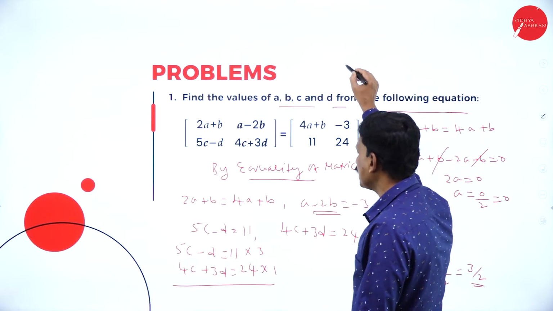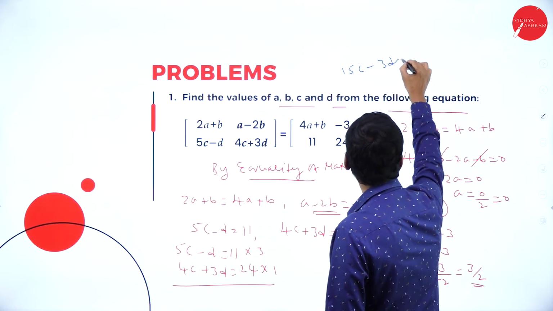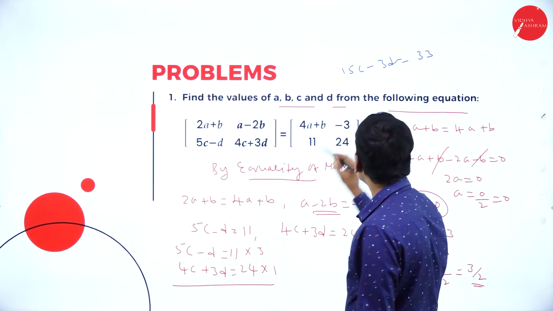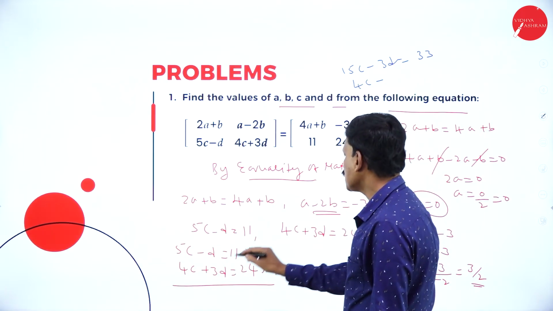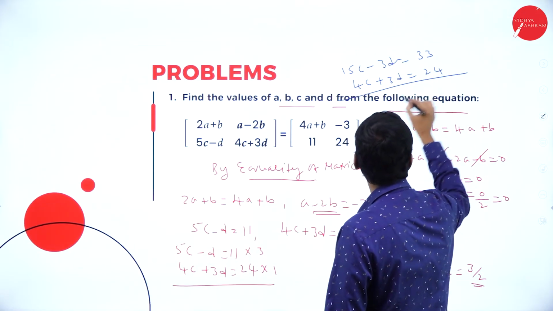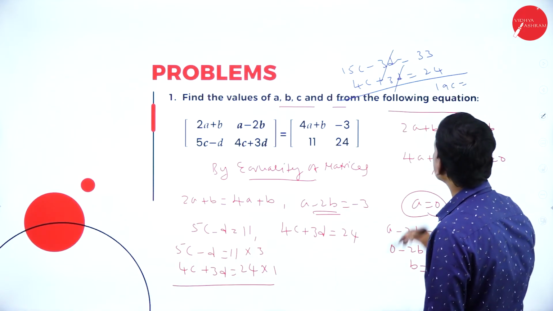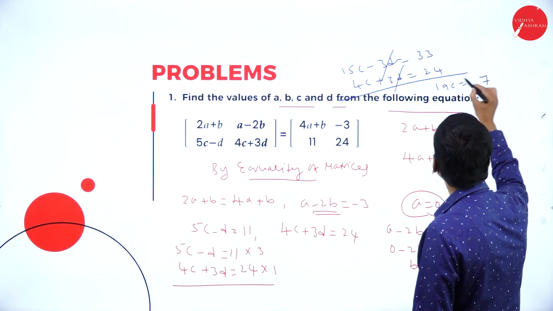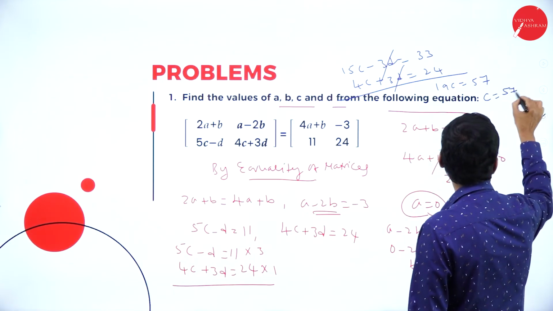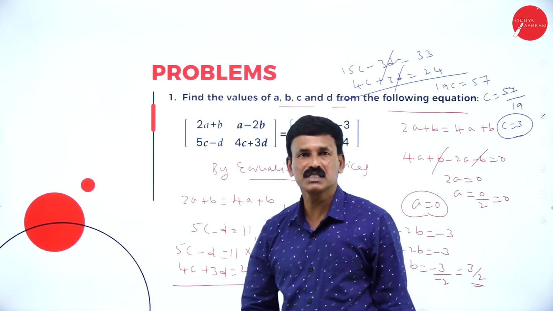So what we are going to get: 5 3s are 15, 15C minus 3D is equal to 11 3s are 33. And this equation, multiplying by 1, 4C plus 3D is equal to 24. Just add, that's all. If you add, minus 3D plus 3D gets cancelled. 15 plus 4 is 19C is equal to, adding 33 plus 24, 57. Therefore, C is equal to 57 divided by 19, that's equal to 3. The value of C is equal to 3.